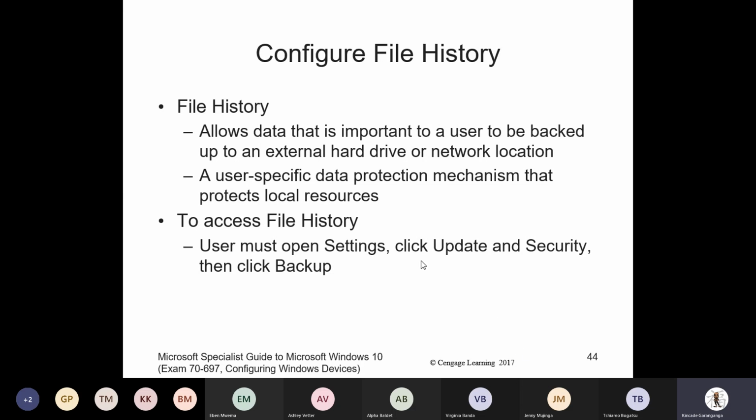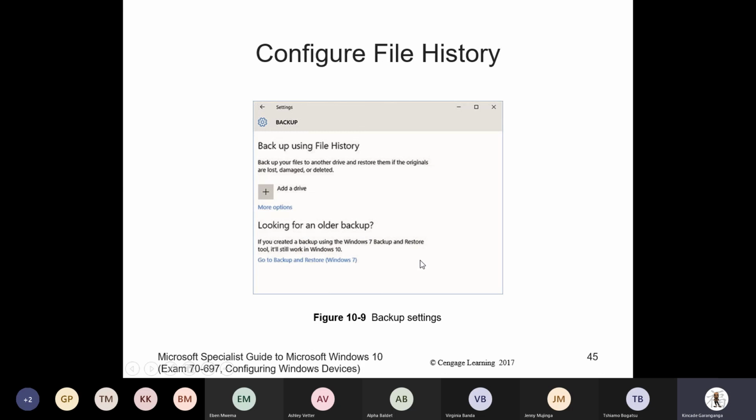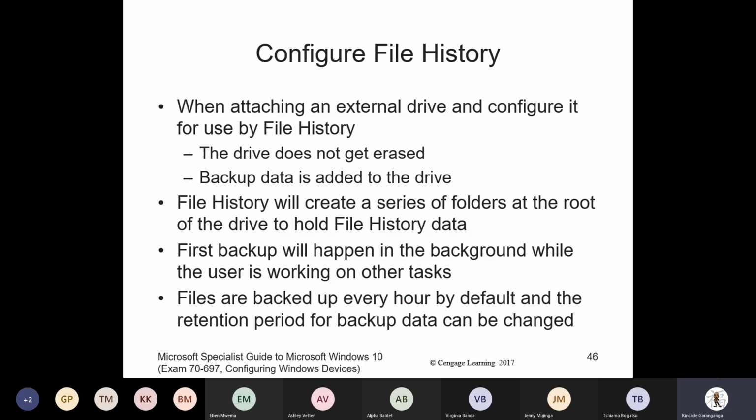And then ultimately also, if you want to look at it from a distinctive point of view, this is exactly what it would look like if you're accessing it directly as far as your backup environments are concerned, right? And then when you look at the basic configuration of your file history setup, obviously just ensure that the external drive that you're working with does not get erased, and that backup data is added to that drive.